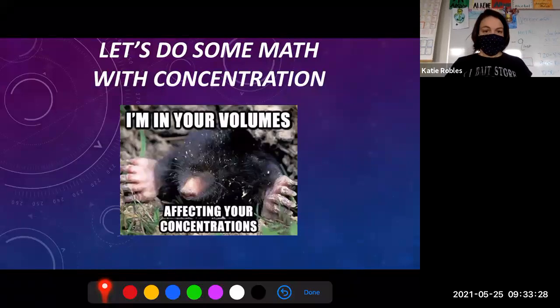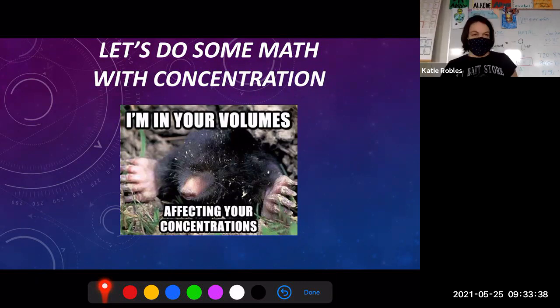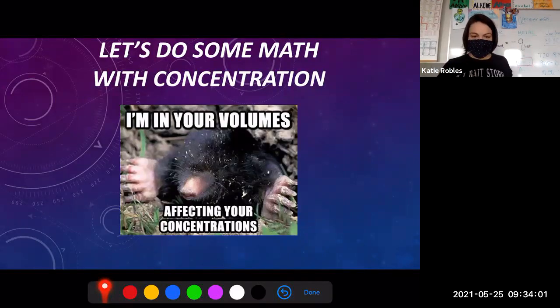Okay, so let's take a look at some math that we're going to do with concentration. So if I were to say to you, all right, I'd like you to make some Kool-Aid, and I'd like you to make that Kool-Aid very concentrated. You would know what that means. You're going to put a lot of Kool-Aid powder into the water, and you're going to make it highly concentrated. Sometimes they sell soaps and detergents concentrated, they call it. And there's more that's in there.